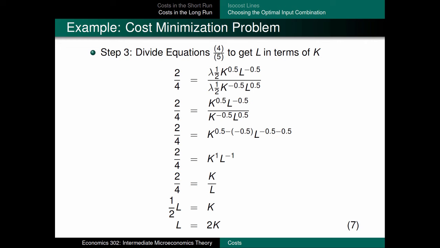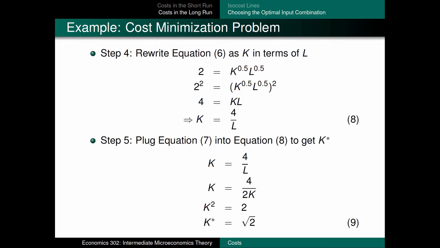We then get that 2 over 4 is equal to k to the 1 power, which is just k, times L to the negative 1 power, which is 1 over L. So that 2 over 4 is equal to k over L. Moving L to the left-hand side and simplifying 2/4, which is the same thing as 1/2, we get that 1/2 L is equal to k. And finally, to isolate L, we get that L is equal to 2k. Let's call this equation 7, which we will refer to shortly.